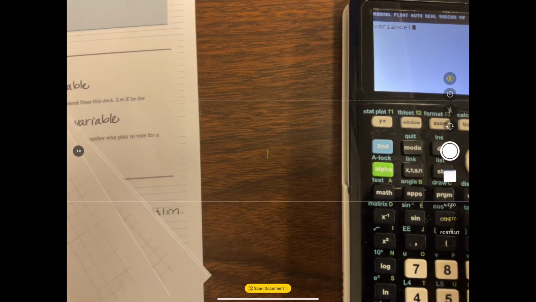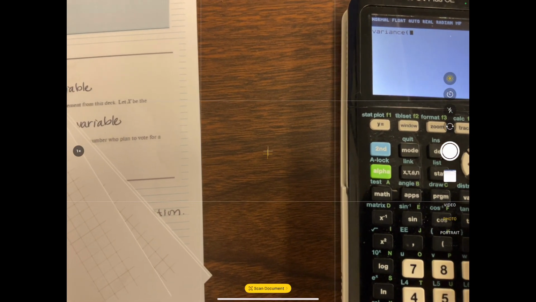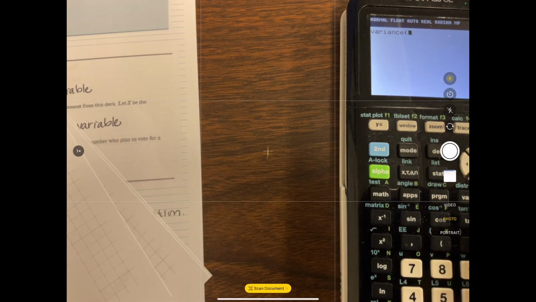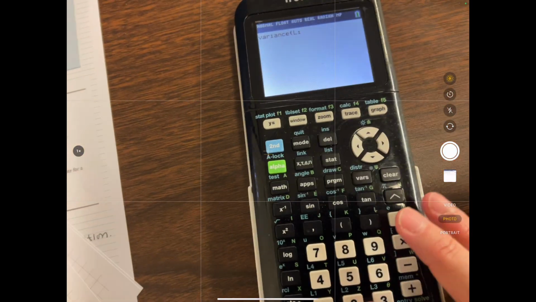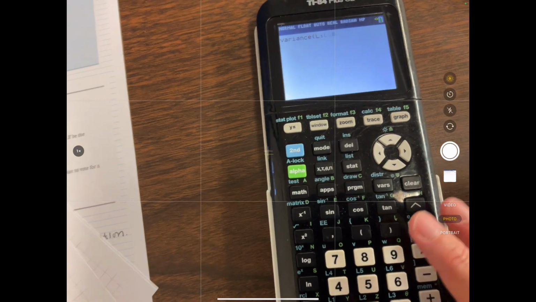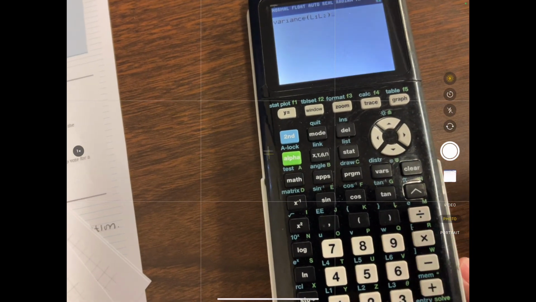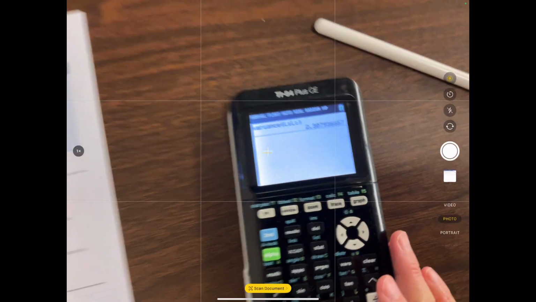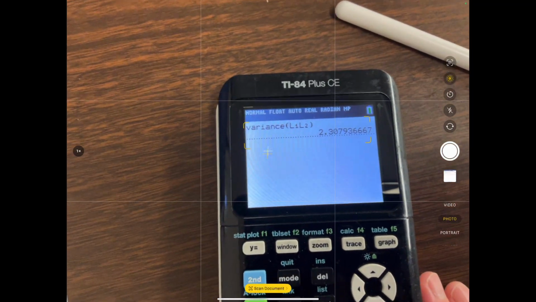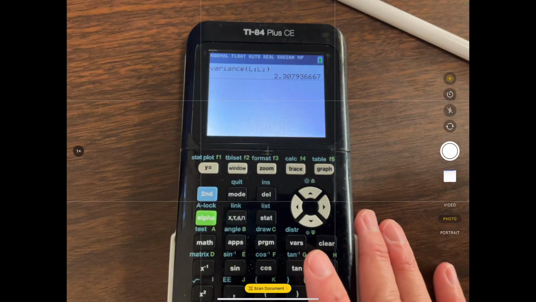Use a comma. He didn't use a comma? No, I didn't use a comma. Just L1, L2? Yeah, I want L2. The book has the variance is 1.607. Yeah, it does. There you go. I would go with, until I look up what you're really supposed to do there to find that.